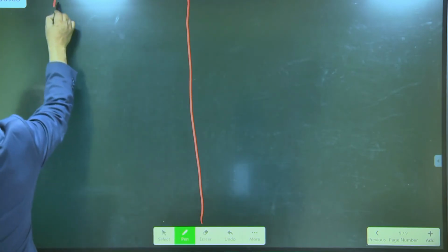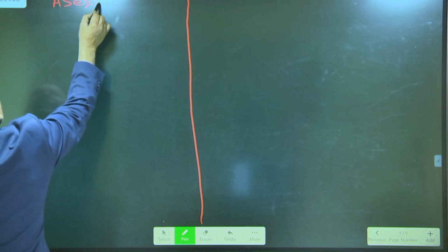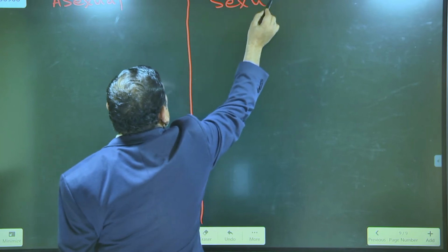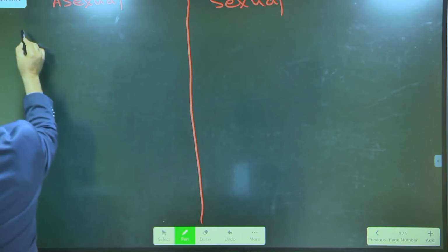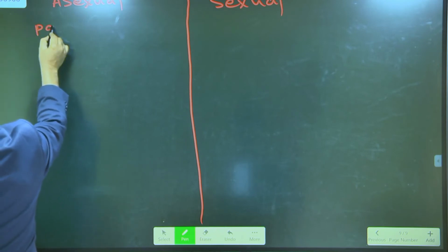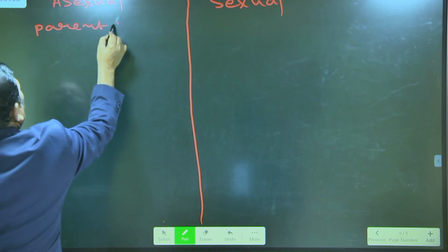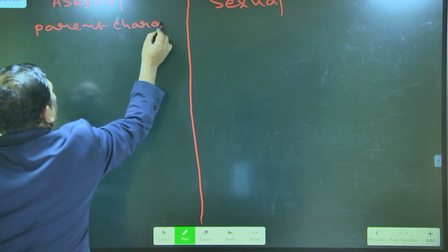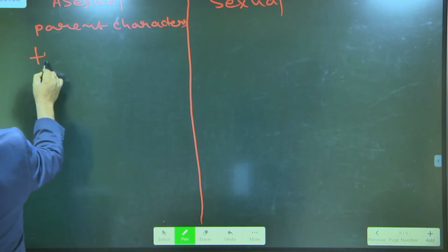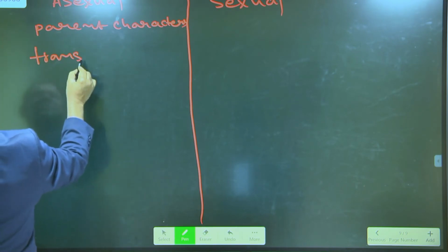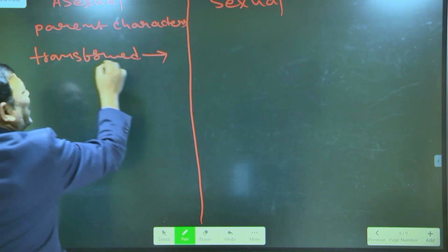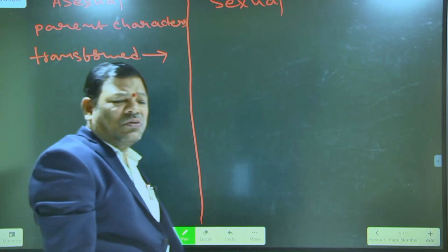This is asexual reproduction. This is sexual reproduction. In sexual reproduction, the exact parent characters are transferred from the parent to the progeny.